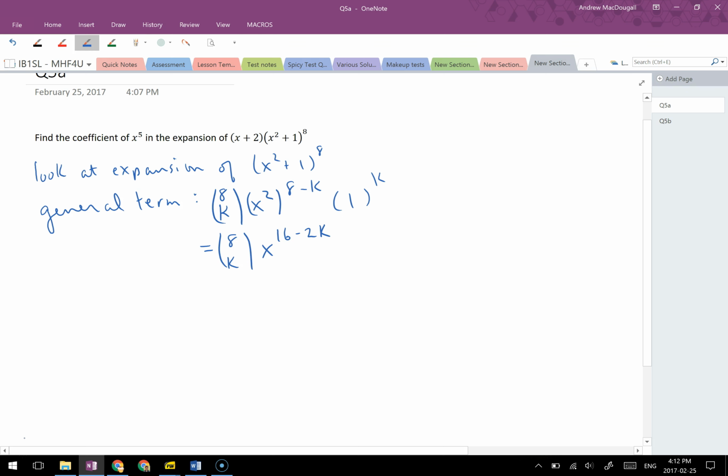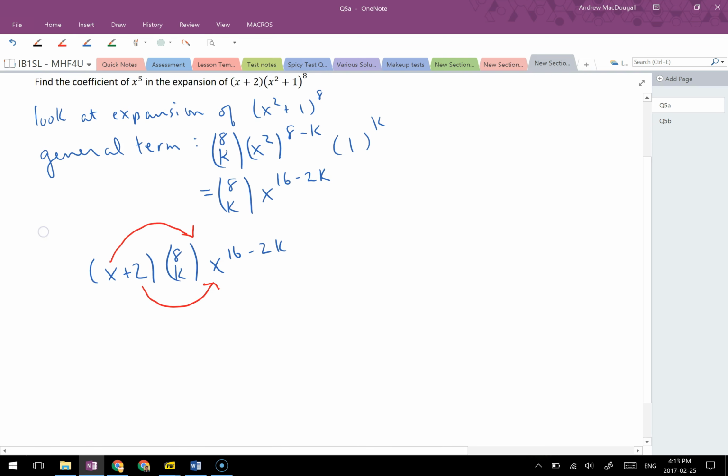Now, because of that x + 2, we are taking all of these terms and multiplying them all by x + 2. So that's what our expansion is going to look like. We're taking x + 2 and multiplying all kinds of terms of the form 8 choose k times x^(16−2k). So really we're distributing. We're taking x and multiplying it by these terms, and adding them to 2 times all of these terms. So we get x times 8 choose k times x^(16−2k).